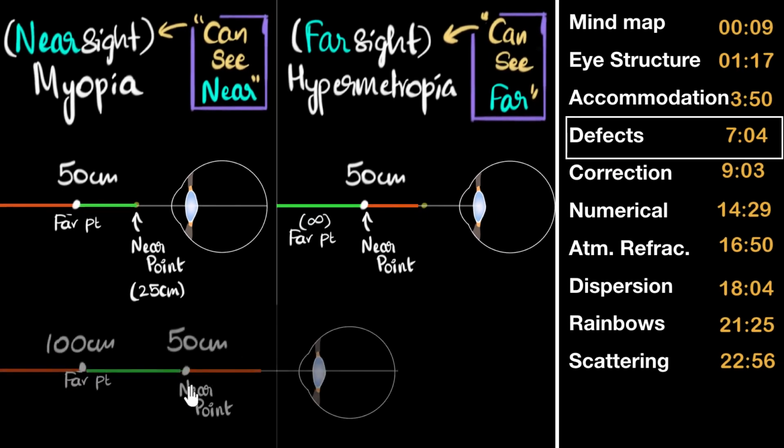And if a person has problem with looking at both the far away objects and closer objects, basically both their far point and near point have been shifted, then we will say they have presbyopia. This usually happens with old age.